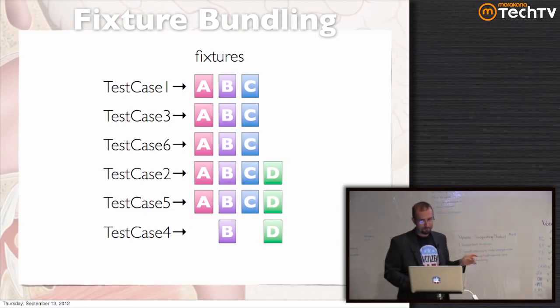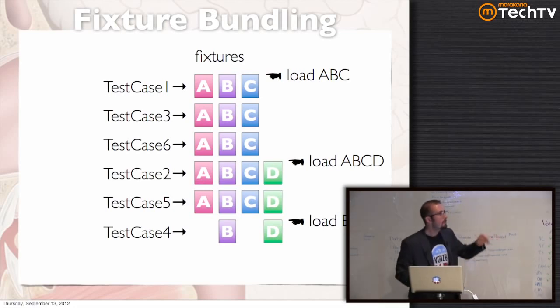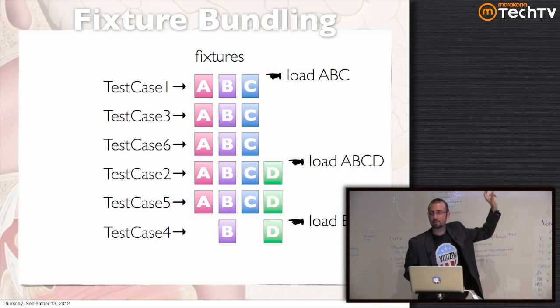So how does this work? Well, we load it there, obviously. We load the next fixtures there, and the next fixtures there. But how do they know what to do? We put advisory bits on the first test case of each group and the last test case of each group.